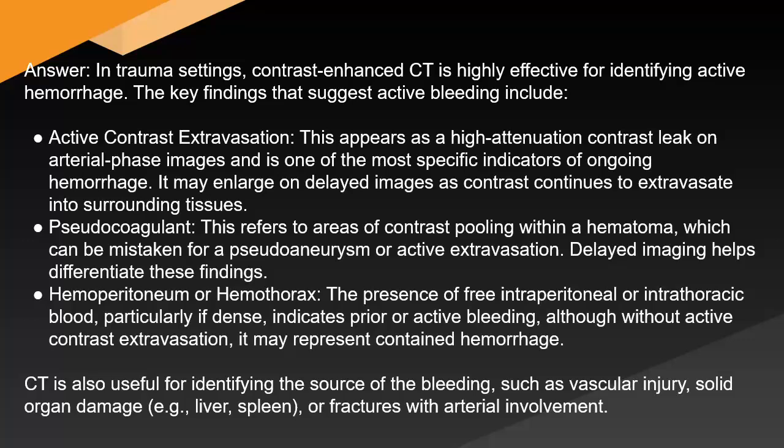Pseudoaneurysm: this refers to areas of contrast pooling within a hematoma, which can be mistaken for a pseudoaneurysm or active extravasation. Delayed imaging helps differentiate these findings. Hemoperitoneum or hemothorax: the presence of free intraperitoneal or intrathoracic blood, particularly if dense, indicates prior or active bleeding, although without active contrast extravasation, it may represent contained hemorrhage. CT is also useful for identifying the source of the bleeding, such as vascular injury, solid organ damage, e.g. liver, spleen, or fractures with arterial involvement.